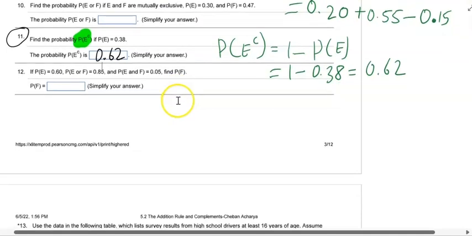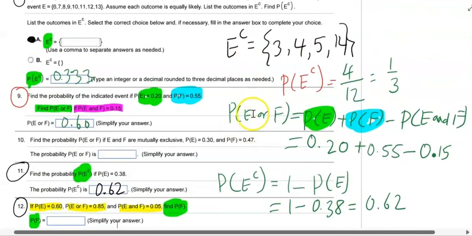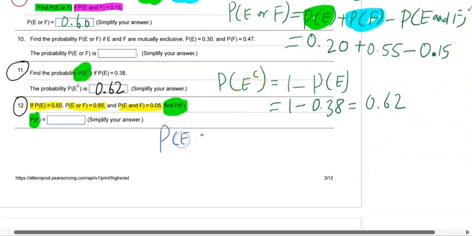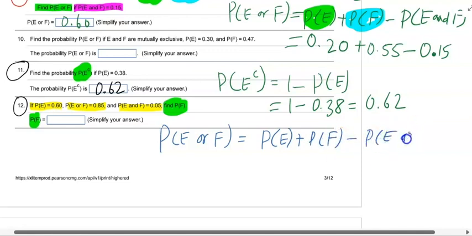Question number 12. 12 is slightly different. You have to find the probability of F. Okay, but the given here is probability of E, probability of E or F, probability of E and F. Therefore, we are using the same formula we had before, this formula here. Let's write the formula first. The probability of E or F equals probability of E plus probability of F minus probability of E and F. And now we have to put the value of each probability.